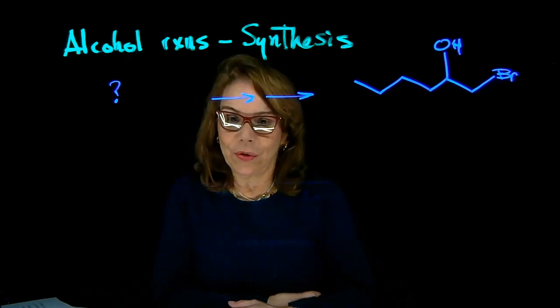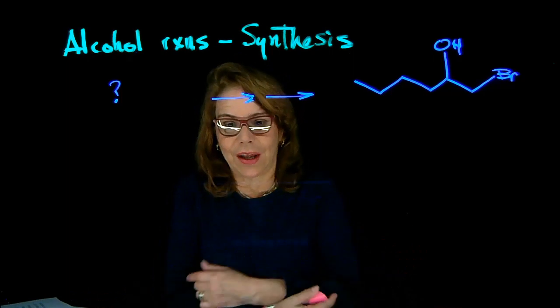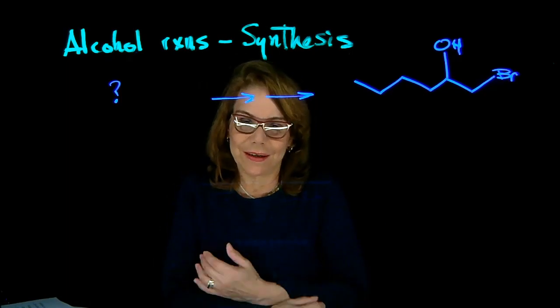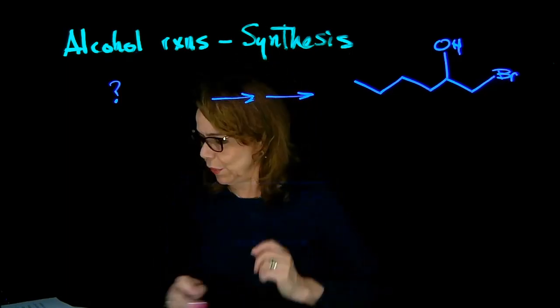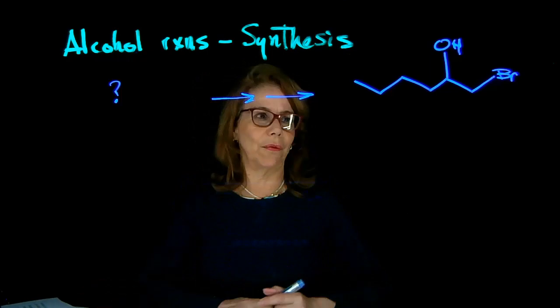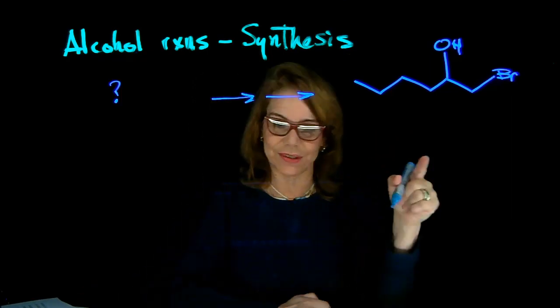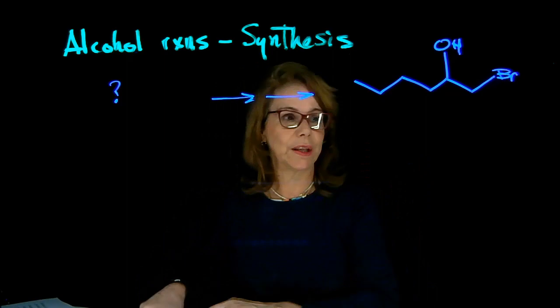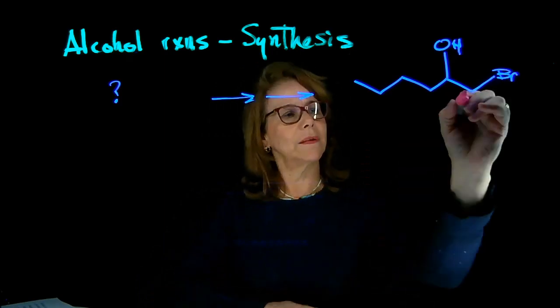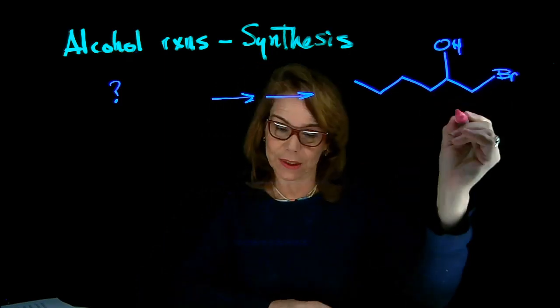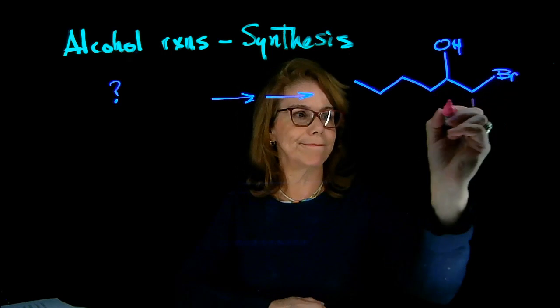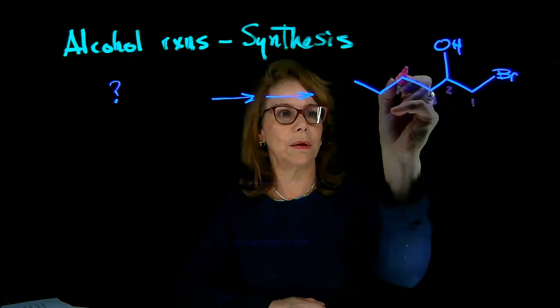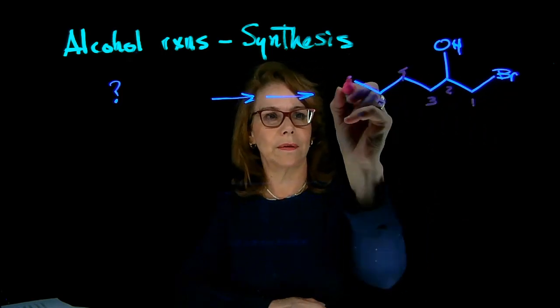Hello, in this video we're going to continue studying alcohol reactions and applying that to synthesis. And here we have a molecule that we want to synthesize. We need to see what steps we need to do. So let's first identify how many carbons we have. So 1, 2, 3, 4, 5, 6.